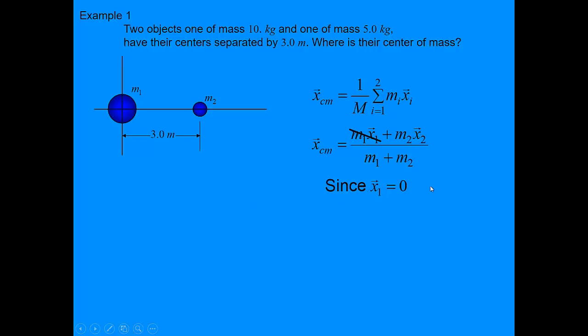So notice this equation just reduces down to the first one I had on the screen. That's why I ask you to remember this, not the special cases. Plug the numbers in. Notice how the units work. The kilograms cancel. We're left with meters. So we basically have 5 kilograms over 15 kilograms. 5 over 15 is 1/3. 1/3 times 3 is 1. So the center of mass is 1 meter away from our 0 point, which would be about here.